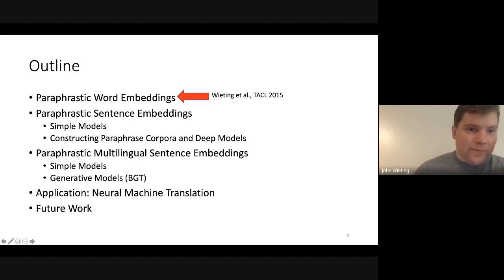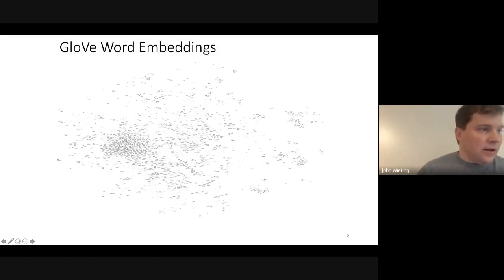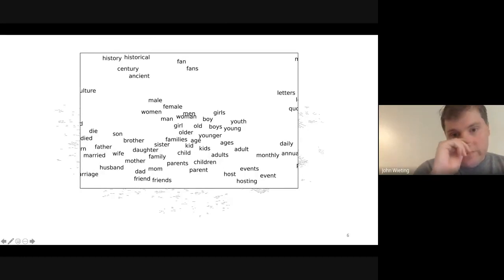So word embeddings. Here are GloVe embeddings in 2 dimensions. They're a very famous set of word embeddings, and essentially these are all points in space, and each point in space corresponds to a word. And what you can find is that words with similar meanings are near each other. But one issue with this is that it tends to conflate different relationships between words. You'll see things that are co-hyponyms, such as man and woman. Even things that are antonyms of each other are near each other in this space.